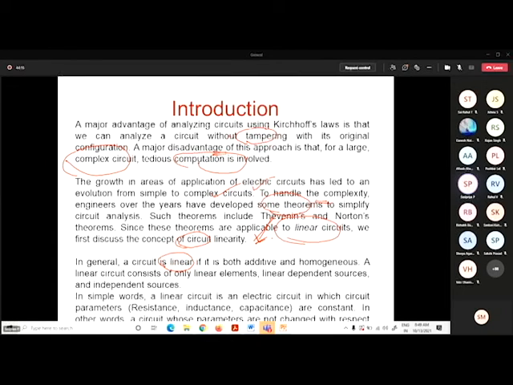If it is additive, that's okay. That's a common property. But here, if the circuit consists of only linear elements, linear dependent sources and linear independent sources, then we can say that the given network is a linear network. In simple terms, a linear circuit is an electric circuit in which the circuit parameters are constant. In other words, a circuit whose parameters do not change with respect to the load.